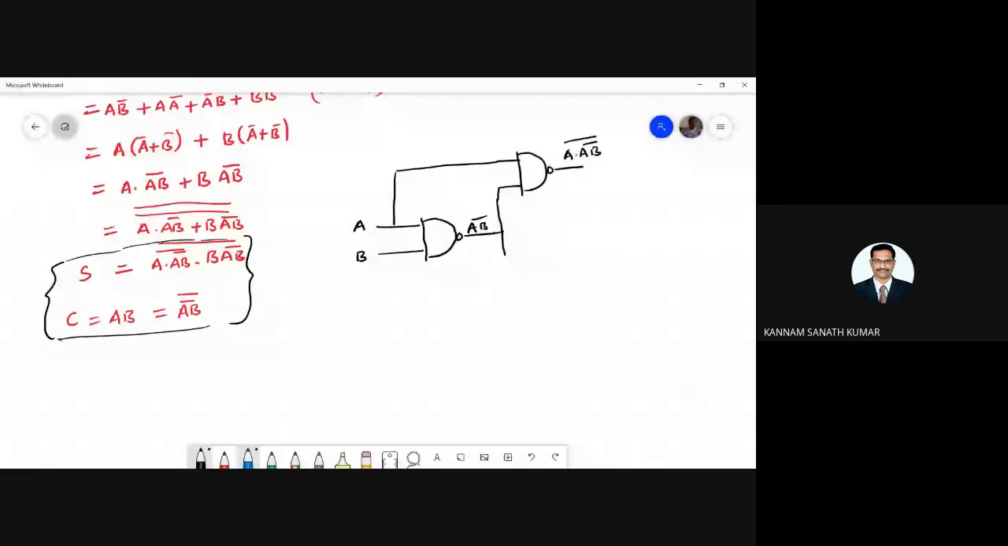Now here also, again you are using one more NAND gate. Two outputs are given to one more NAND gate. So what you are getting is A into AB bar whole bar, into B into AB bar whole bar, whole bar. So you got this expression.